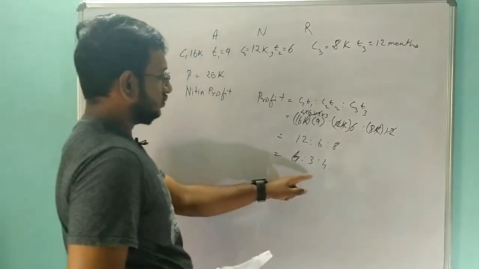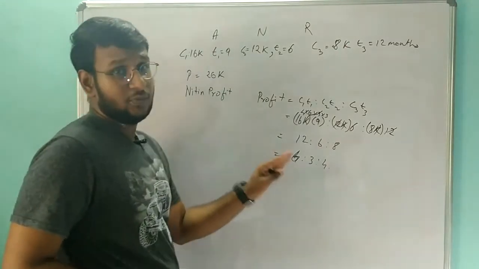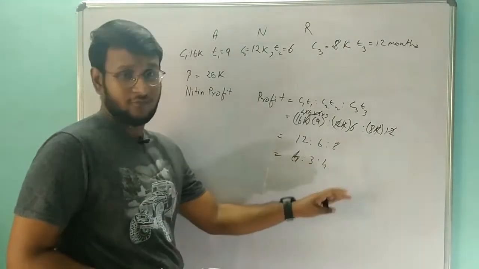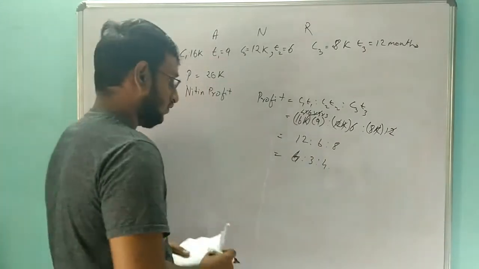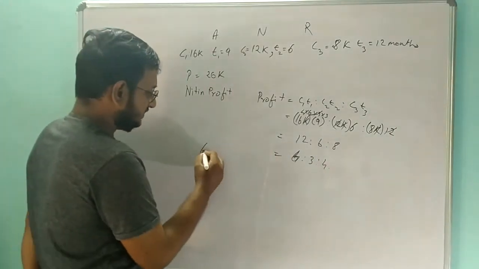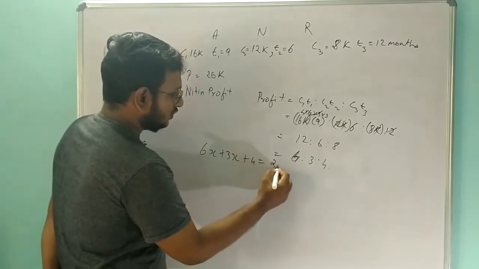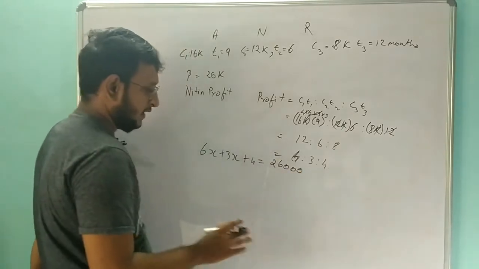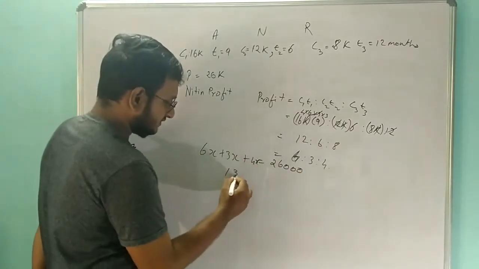This is the ratio of their profit. This is not the exact profit amount. This is just the ratio of profit. So we know the total profit and we know the ratio of profits. So what we are going to do is that 6x plus 3x plus 4x will give us 26,000, that is the total profit. We are going to add this, that is nothing but 13x.